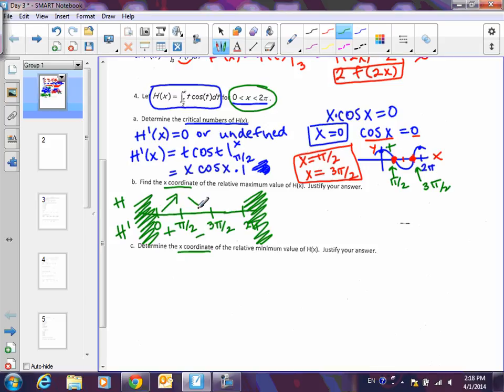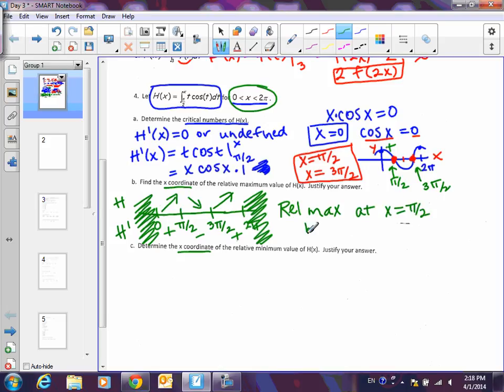This makes sense, that we're kind of flip-flopping, because that happens a lot of the time, not all the time. And then again, I go above the x-axis, so this would be plus, this would be increasing. What is the x-coordinate of our relative max? Pi over 2. So we have a relative max at x equals pi over 2.